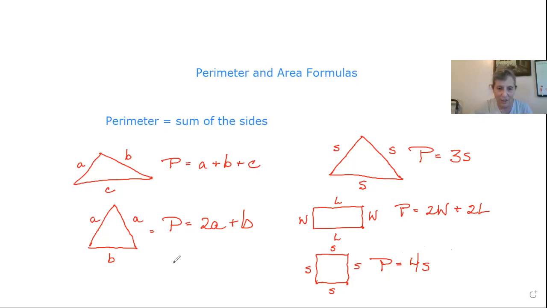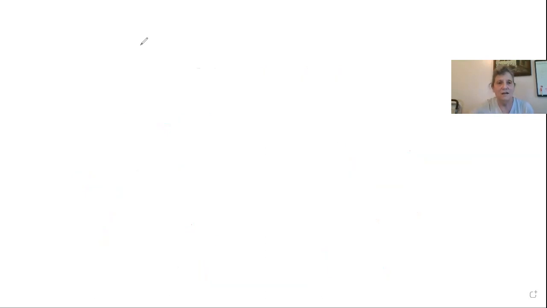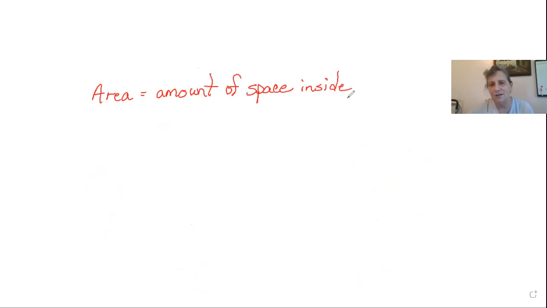No matter what kind of a shape you have, the perimeter is the sum of all the sides. So if you've got a really weird shape, it doesn't matter. The perimeter is the sum of all the sides, whether there are 3 or whether there's 15. Area is a little different. The area is the amount of space inside. In other words, not how much it took to build the walls, how much carpet it's going to take.